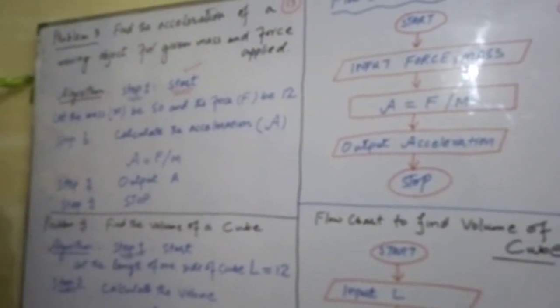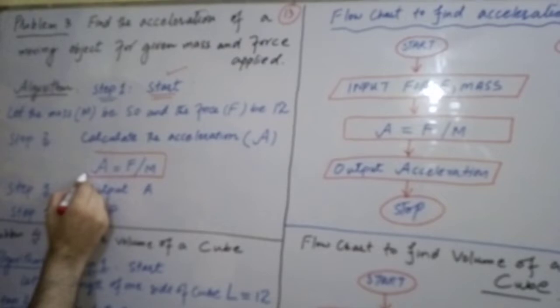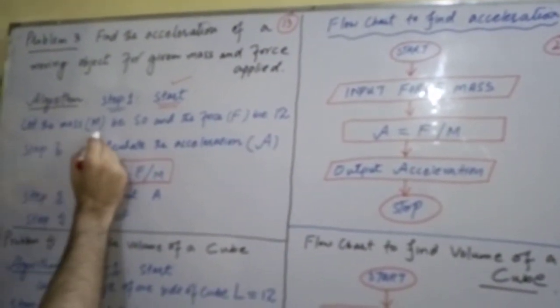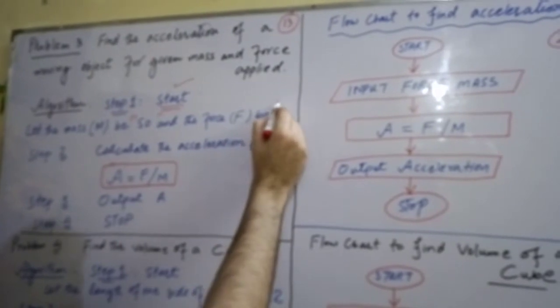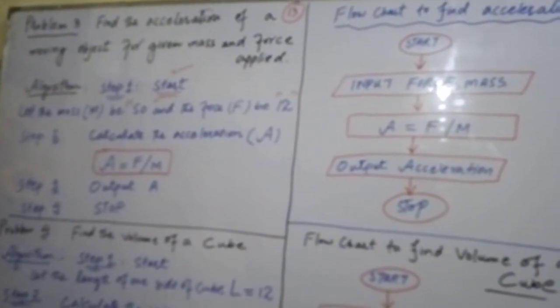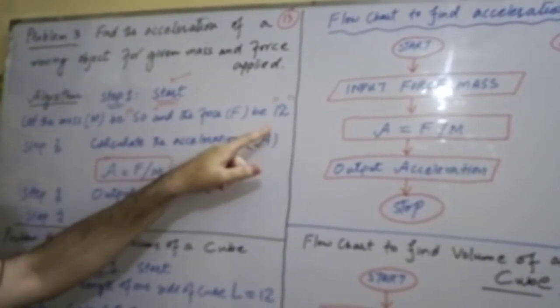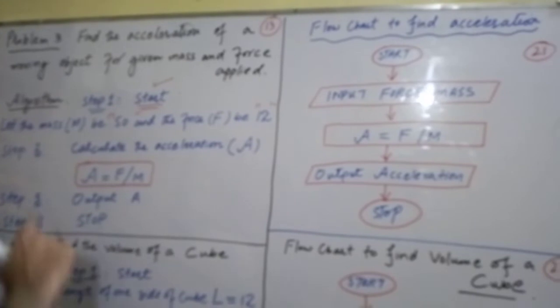After that we have to find the acceleration, and we know the formula that acceleration is equal to F divided by M. So let the mass m be 50 and the force F be 12. We suppose these two values. This is our own assumption.